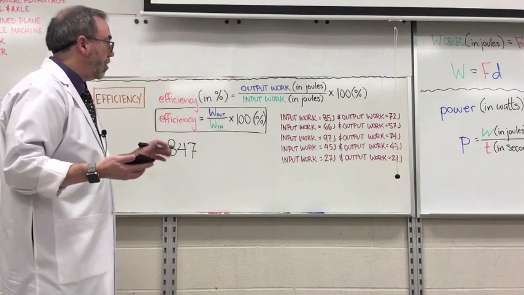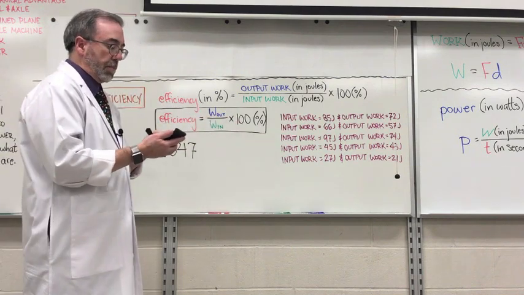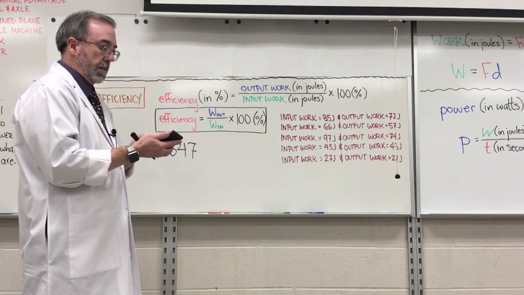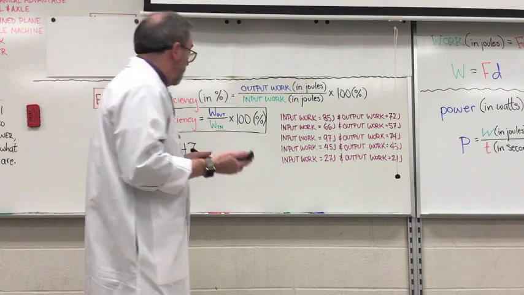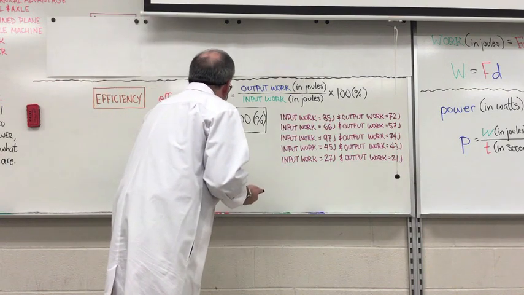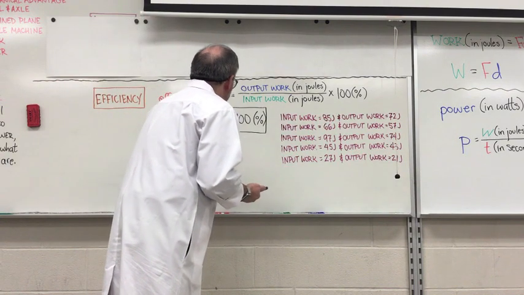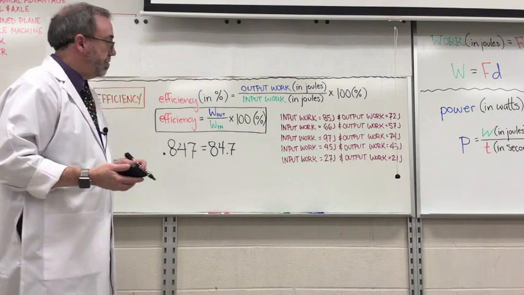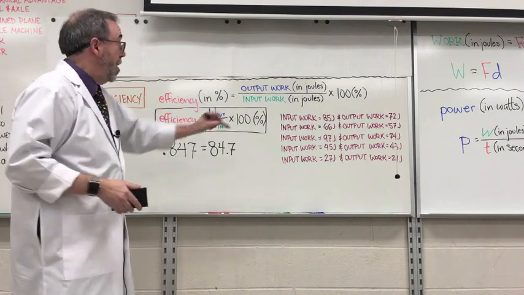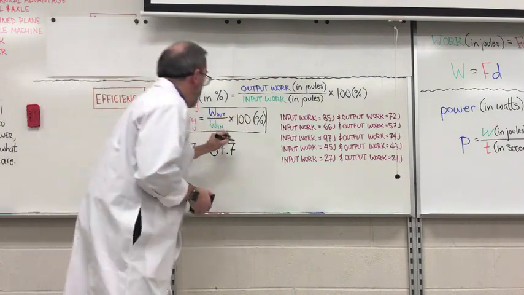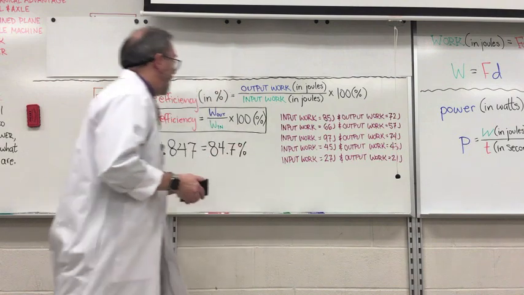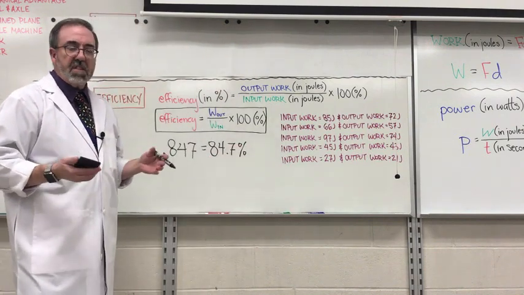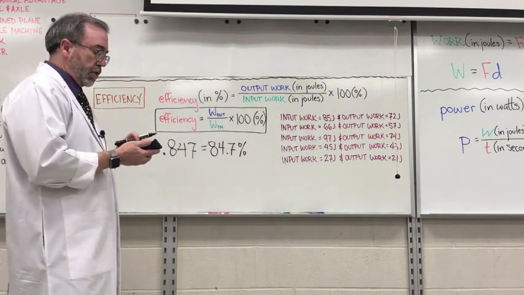Okay, so far so good. Now we're going to do this. Multiply it by 100. And that gives us 84.7. Are we done? Right, we're not done. We have to add the percent sign. Okay, so percent. 84.7%. Not bad. Okay, so let's do another one.